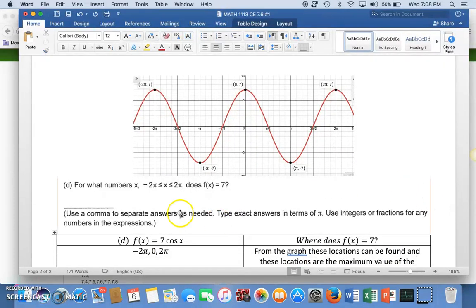And then it says for what numbers between -2 pi and +2 pi does f of x equal 7? Okay, from -2 pi to +2 pi, inclusive, because those are less than or equal to. So it equals 7 at -2 pi, it equals 7 again at 0, and it's 7 again at 2 pi. So there are 3 answers right there.